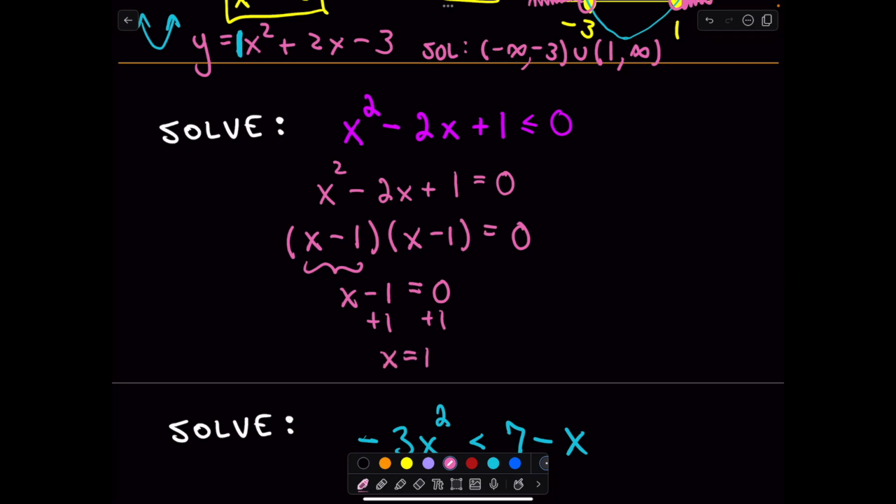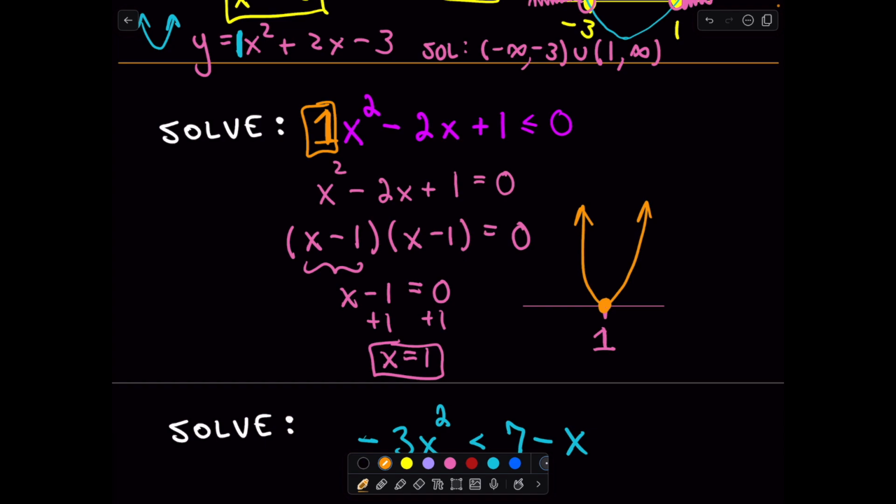And that would give me x equals 1. Now notice, in this case, I've only got one place where it touches the x-axis, and that's at positive 1. That's fine. That's okay. It's allowed to just touch the x-axis. Now notice the leading coefficient again is going to be a positive 1. So I know that this thing is touching, but then it just opens upwards.